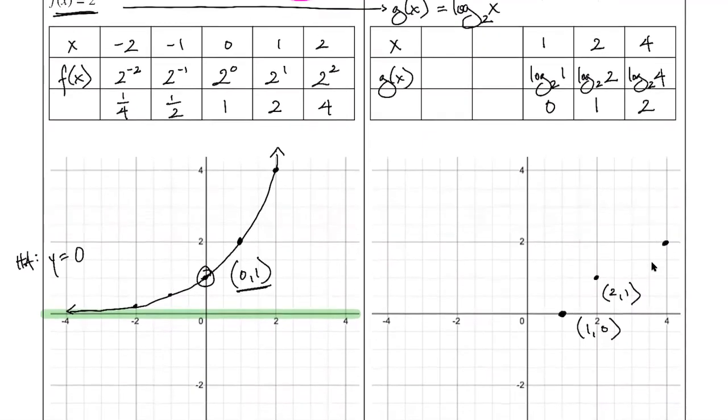All right, let's switch the last 2 points. I've got (1/2, -1), or log base 2 of 1/2 equals -1. And I've got (1/4, -2), which means log base 2 of 1/4 equals -2.